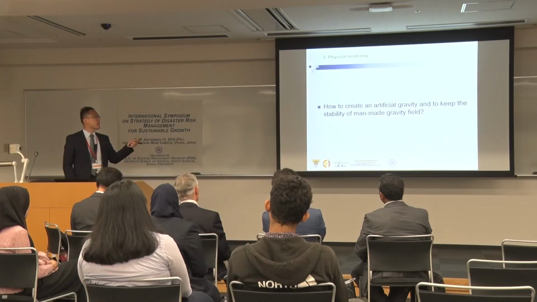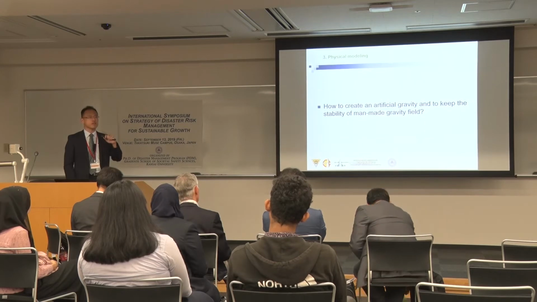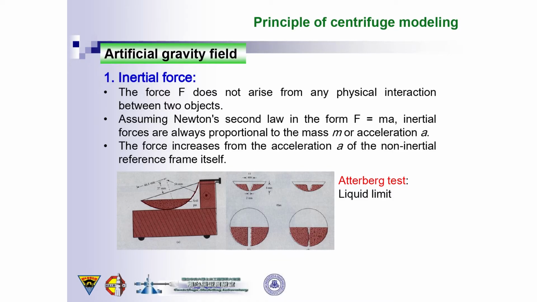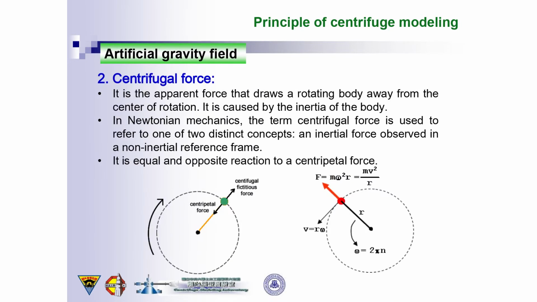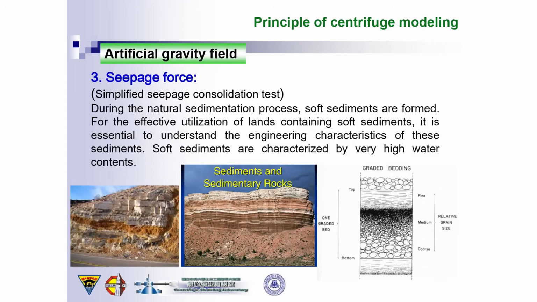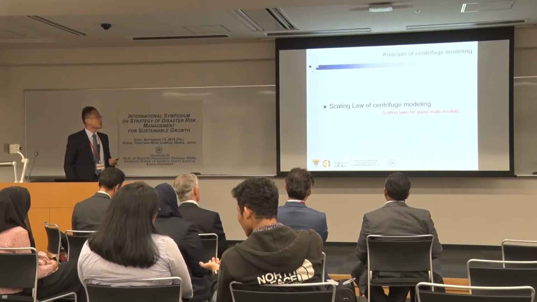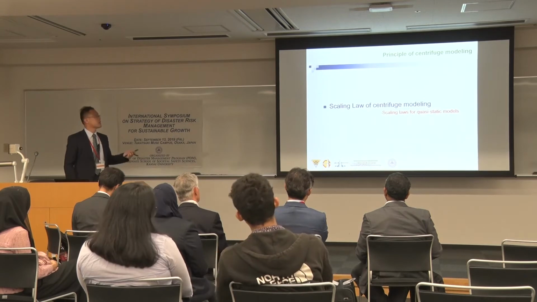But how do we create this kind of artificial gravity? Actually, I believe every civil engineering student knows that the first one is the Atterberg test. It uses impact load to create this kind of field. And second is the centrifugal force, and then third is centrifugal force. So here, I would like to introduce centrifuge modeling, and it has its own scaling factors.